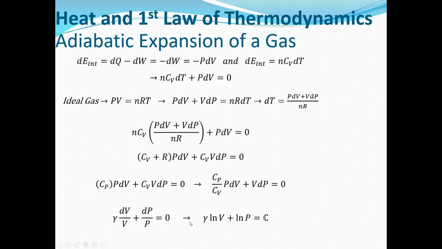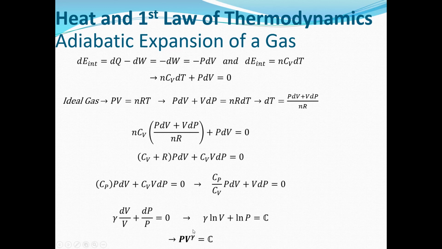From here, when we integrate this, it's going to give us this equation, gamma ln V plus ln P, because that's what the integral of dV over V is. And then the integral of 0 is always a constant, which is going to leave us with this. Raising both of these to the e, or to some power, we end up getting this.